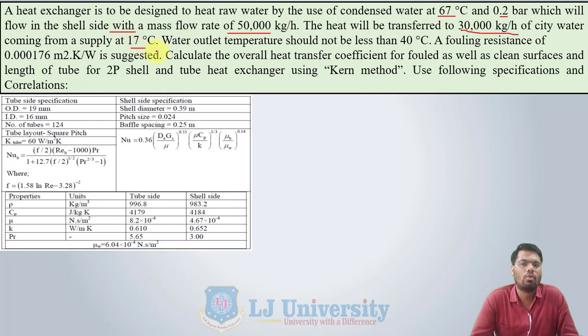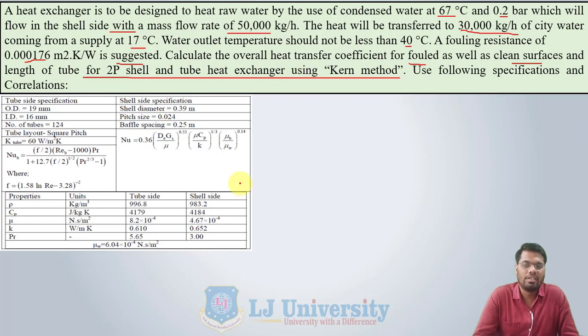So this is obviously the cold water. Water outlet temperature should not be less than 40 degrees Celsius. A fouling resistance of 0.000176 meter square Kelvin per watt is suggested. Calculate the overall heat transfer coefficient for fouled as well as for the clean surface and the length of the tube for a 2-pass shell and tube heat exchanger using the Kern method, and use the following specifications and correlations.